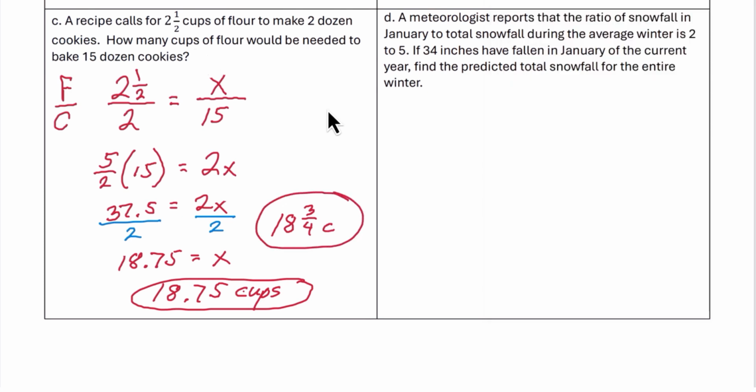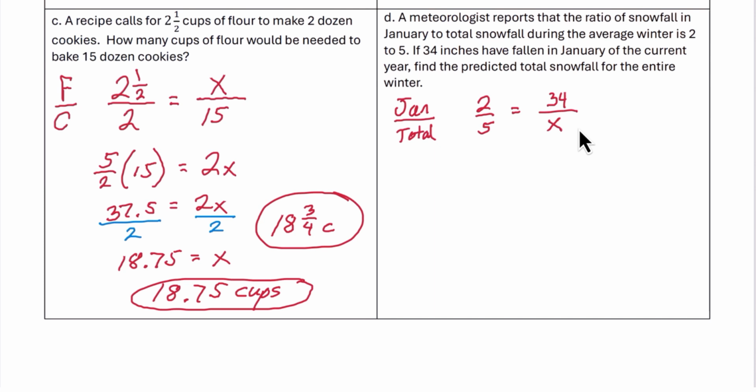And in example D, a meteorologist reports that the ratio of snowfall in January to total snowfall during the average winter is 2 to 5. So January to the total is 2 to 5. If 34 inches have fallen in January, find the predicted snowfall for the entire winter. So we don't know the total. We'll make that x. We have a proportion we can cross multiply.